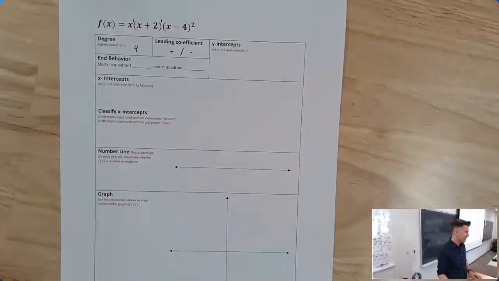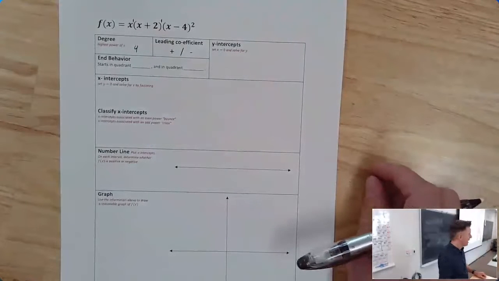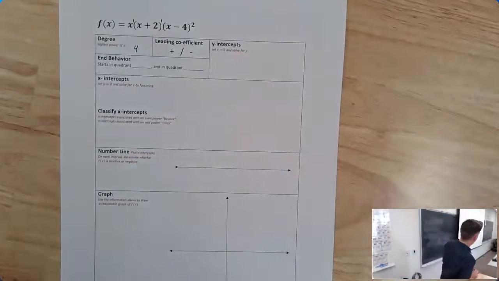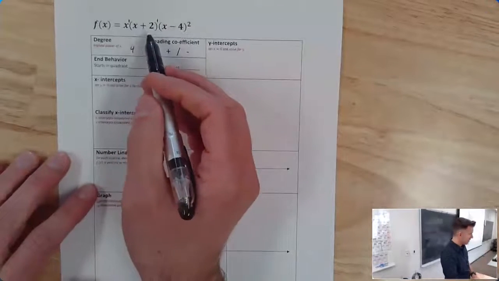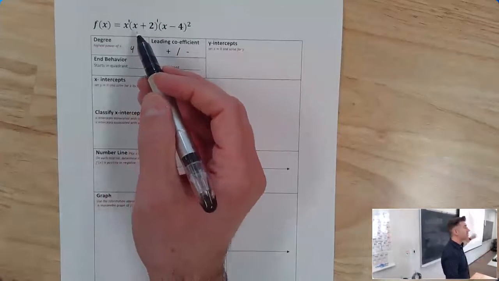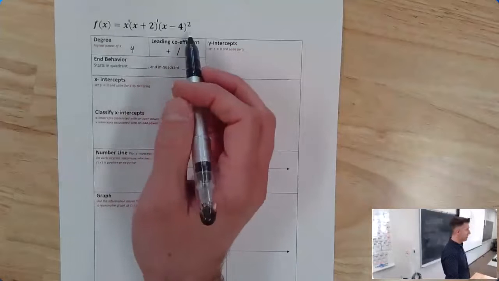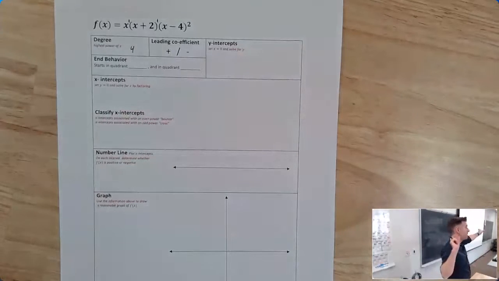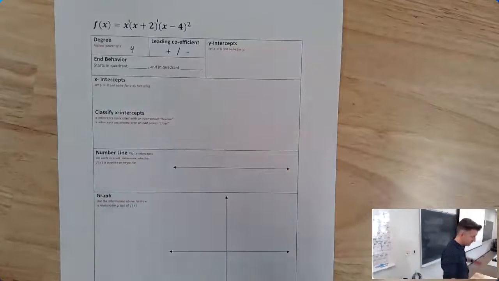The leading coefficient. I really don't want to multiply this thing out. I'm trying so hard not to multiply this out because it's a pain. But I do want to think about what the leading coefficient would be. If I multiply this out, x times x plus 2 would give me an x squared plus some other stuff. x minus 4 times x minus 4 would give me x squared plus some other stuff. And then the x squared times the x squared would give me a positive x to the 4th. So my leading coefficient is positive.